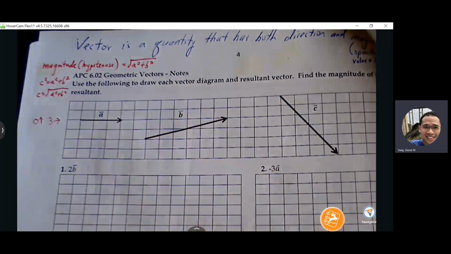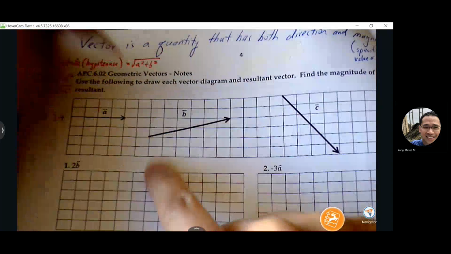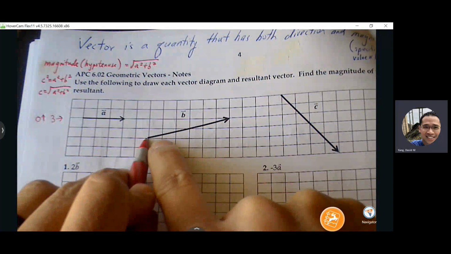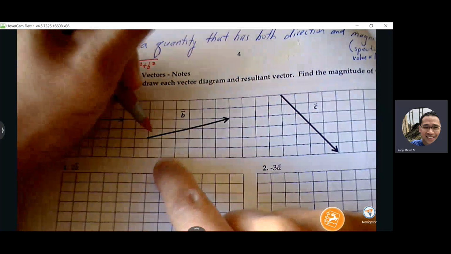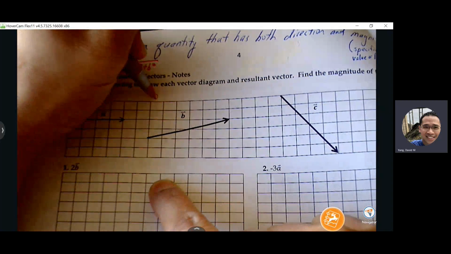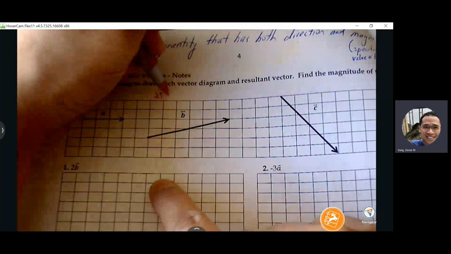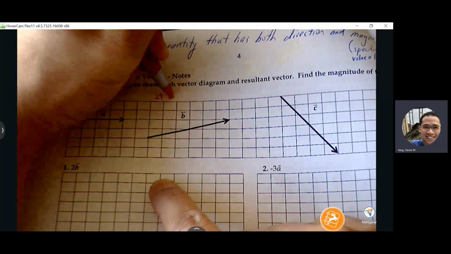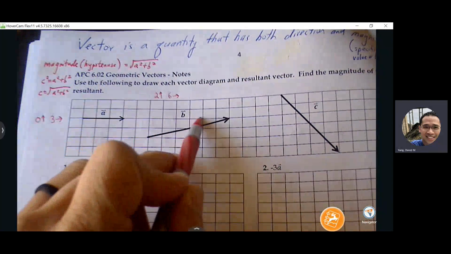Okay, what about vector B here? Let's do up and then over. How many units up would I have to go? Up 2. So think of it in terms of slope, right? So I'm going to go 2 up. And then how many units to the right? 6 units to the right. Okay, so 2 up, 1, 2, 3, 4, 5, 6.